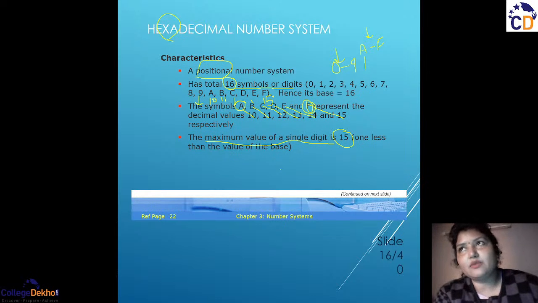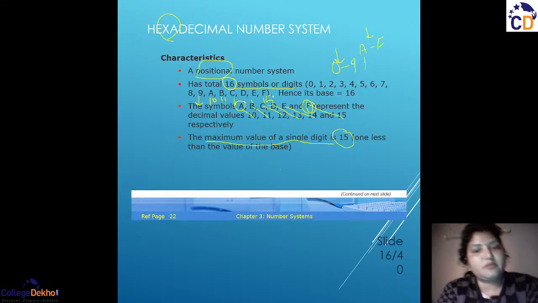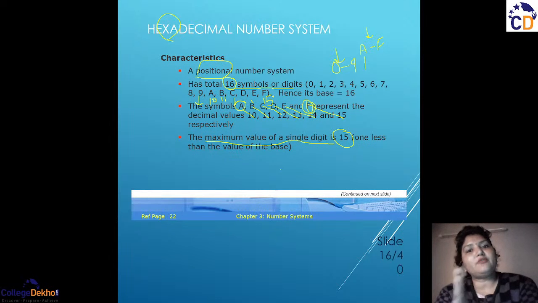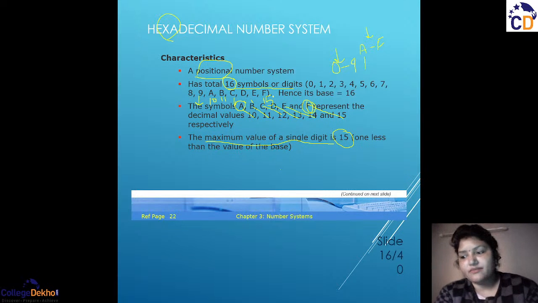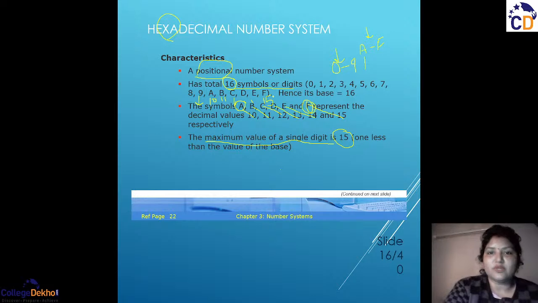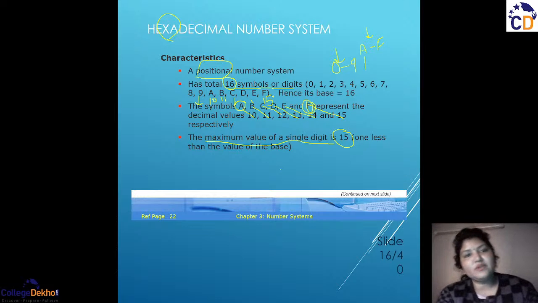The digit should be less than the base value. So the base value is 16, so we have to move till what? 15. If the base value is 10, we will be talking about 0 to 9. If the base value is 8, we will be talking about 0 to 7, right? We cannot go beyond that. So this is how we convert the numbers into decimal numbers or the decimal number system, right?